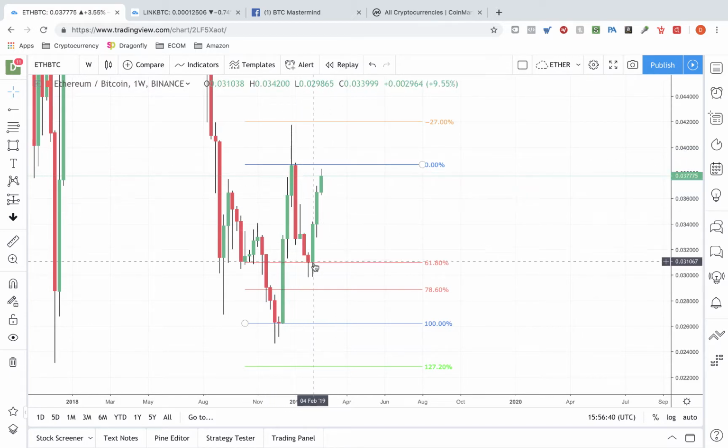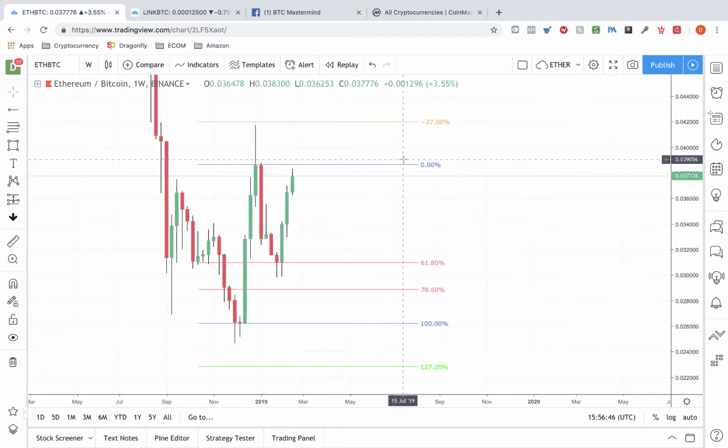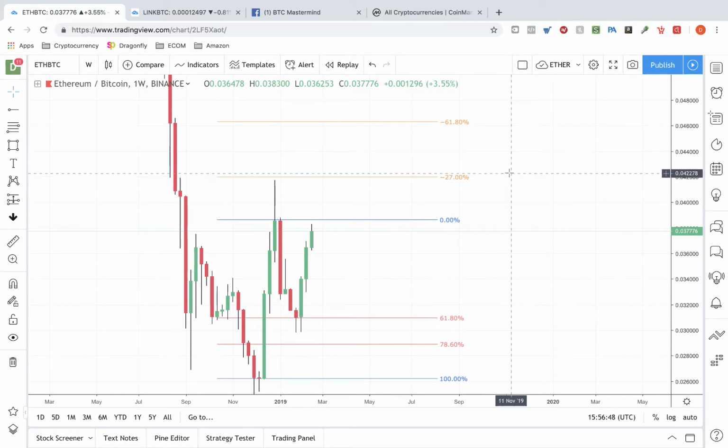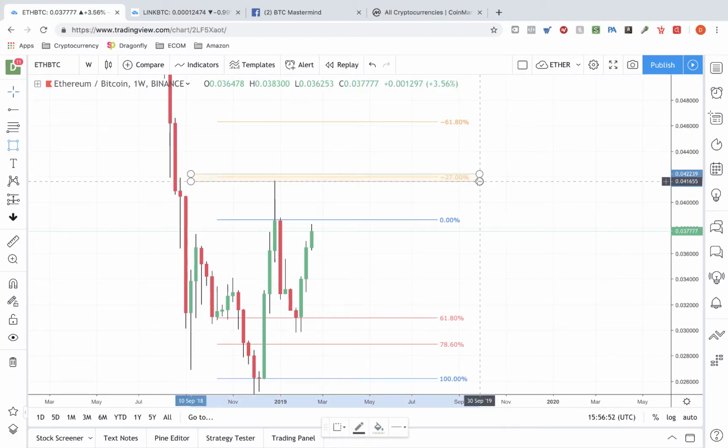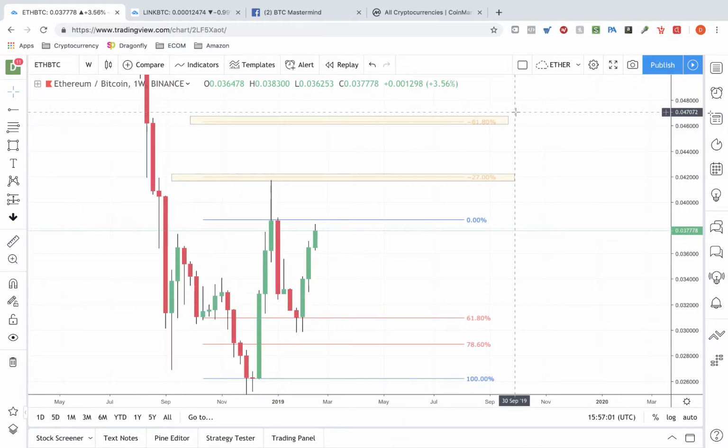Came down, respected 61.8. See, we go here to here. Came down, respected 61.8. Now it is on its way to these levels here. Let's see if they get respected. That one already did. It's kind of a pinpoint level there. And let's see if these levels here can get respected, which they will.